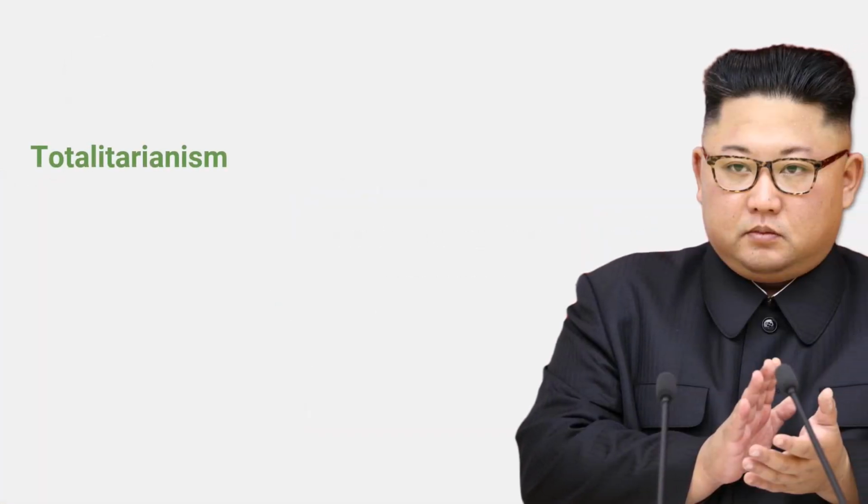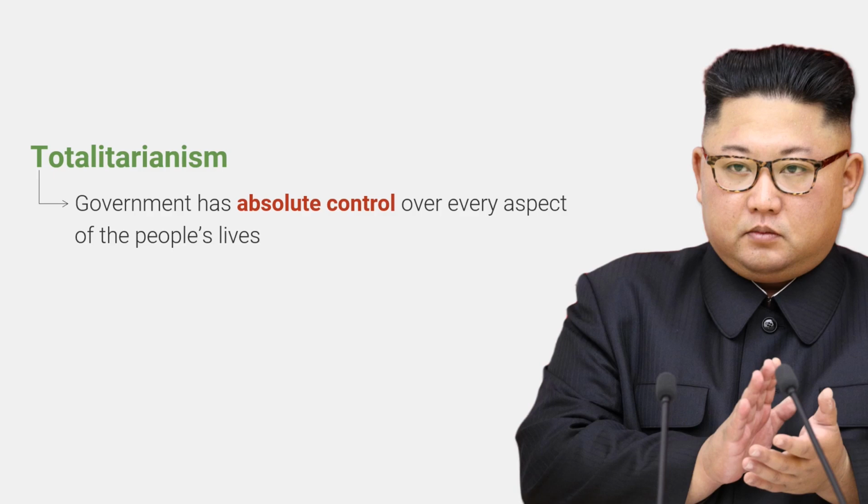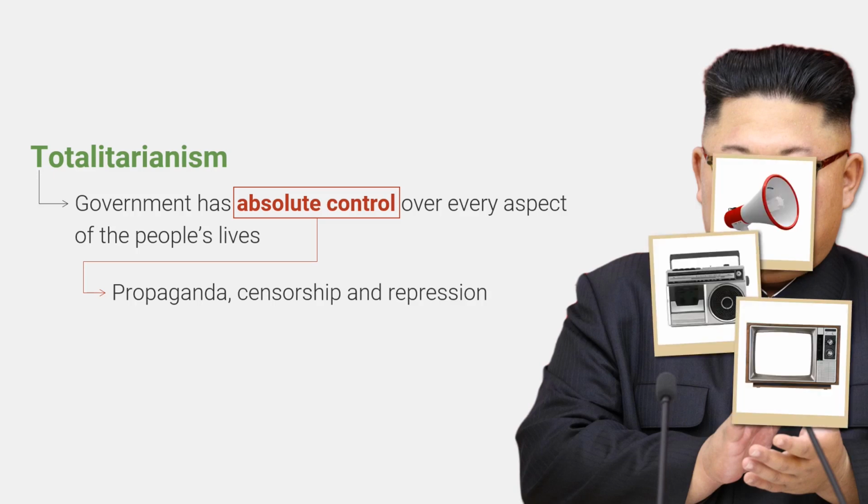Totalitarianism. Totalitarianism is a form of government in which the government has absolute control over every aspect of the people's lives. The government uses propaganda, censorship, and repression to maintain its power. The people have no say in the political process, and must conform to the government, or else face terrible consequences. Totalitarianism is often associated with fascist or communist regimes.